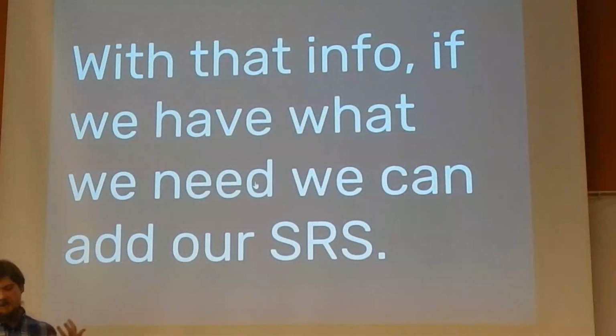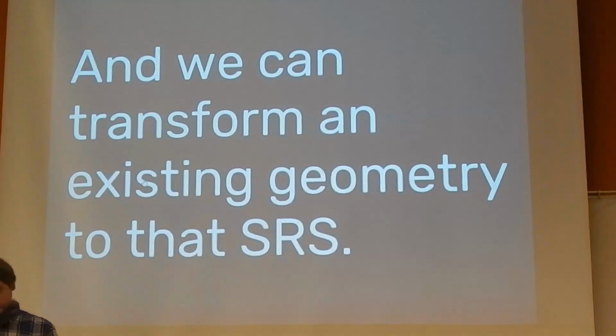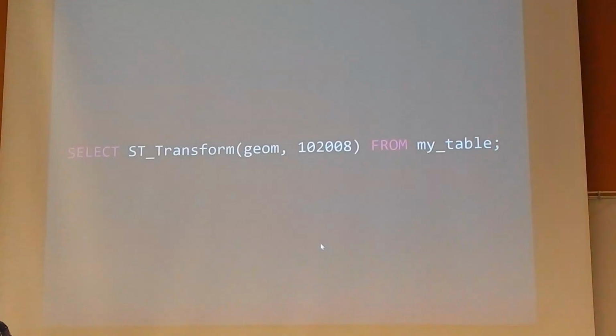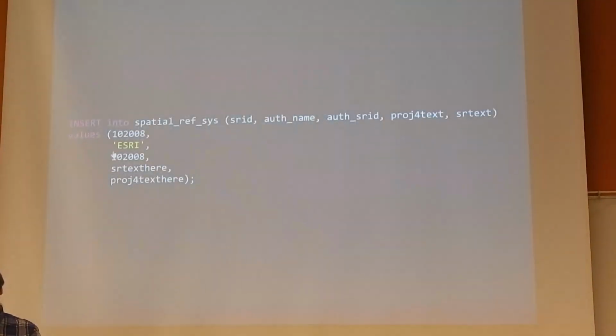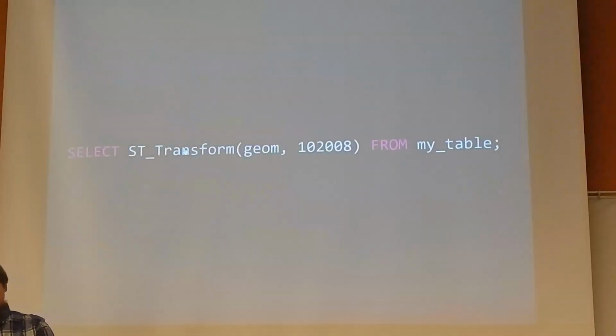So we have an info, so we can apply it in the output. It's just very simple. From earlier, we transformed existing geometry into that SRS. Let's go back a little bit. We used 102008 for the SRID number, so now we can use that here.